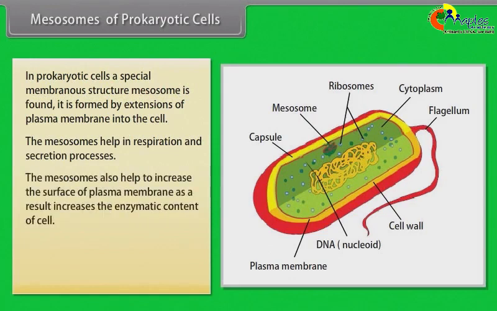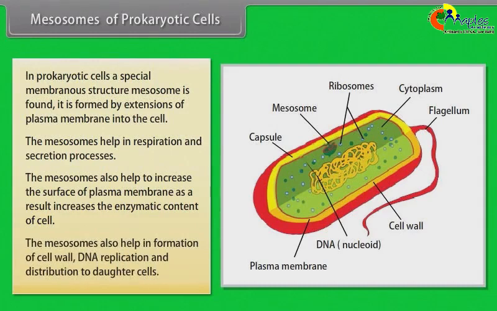The mesosomes also help to increase the surface of plasma membrane. As a result, they increase the enzymatic content of the cell. The mesosomes also help in formation of cell wall, DNA replication, and distribution to daughter cells.